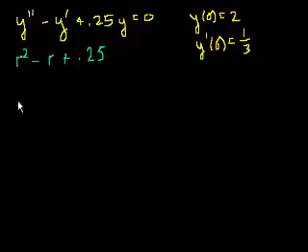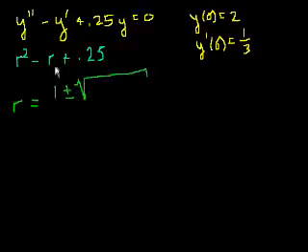So the roots of this are going to be r is equal to negative b. Well, b is negative 1, so negative b is going to be 1 plus or minus the square root of b squared. b is negative 1, so that squared is 1, minus 4 times a, which is 1, times c. Well, 4 times 1 times 0.25, that's 1. Aha. So notice that when you have a repeated root, this under the square root becomes 0.